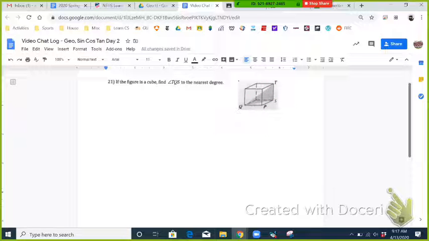So we don't know the length of any of these sides, so let's just call them 1. You could call them x if you wanted to, and then do everything in terms of x, but if you call it 1, it'll still be the same ratio. So that means this side here would be 1, and this side here would be 1.